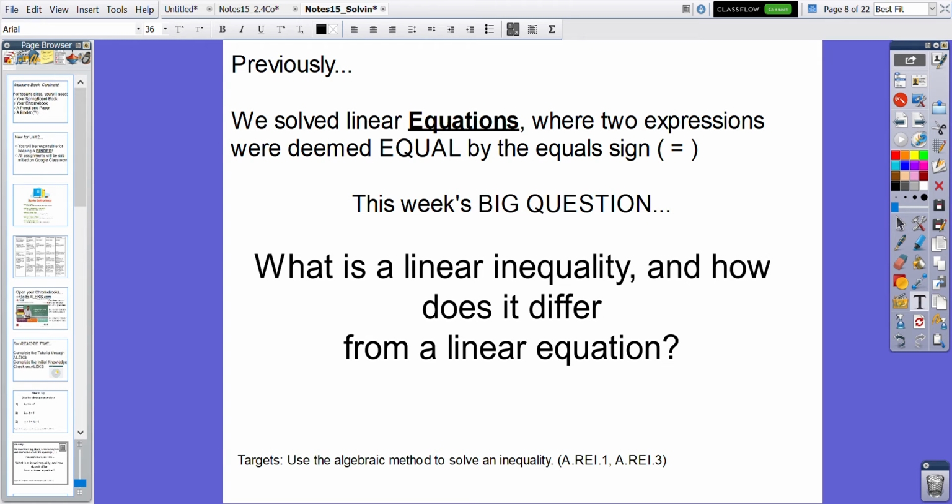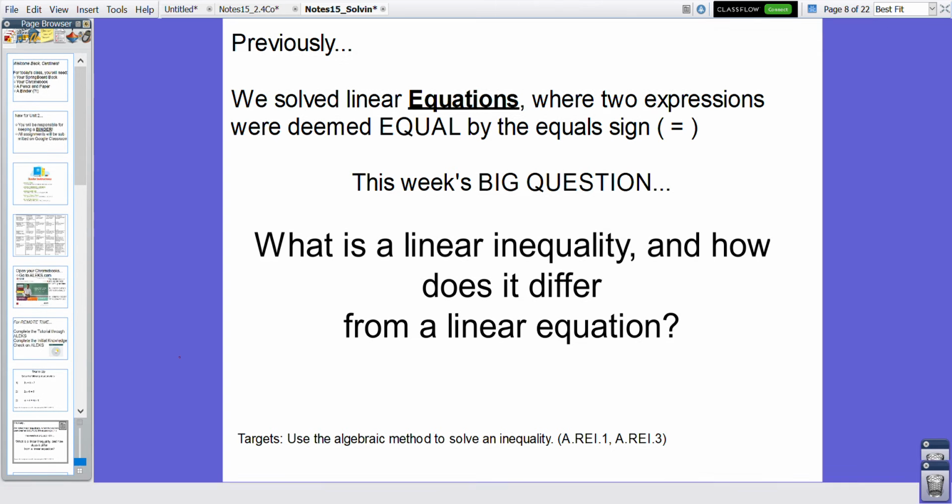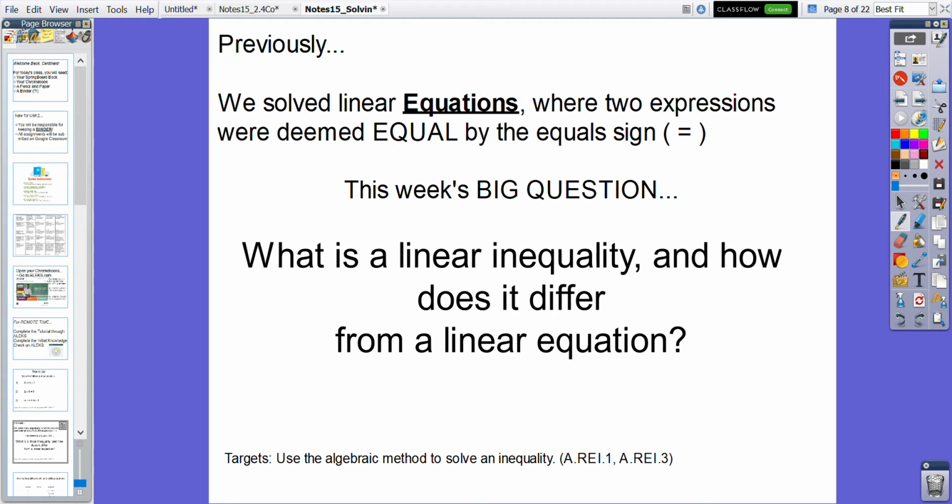This week's big question is, what is a linear inequality, and how does it differ from a linear equation? Those are the two parts we need to be careful of and considerate of this week, and we're going to be able to answer that by the end of this week.